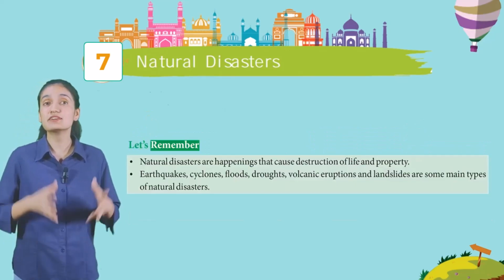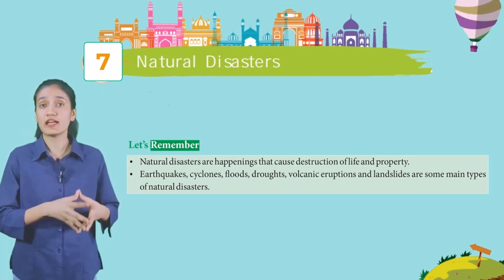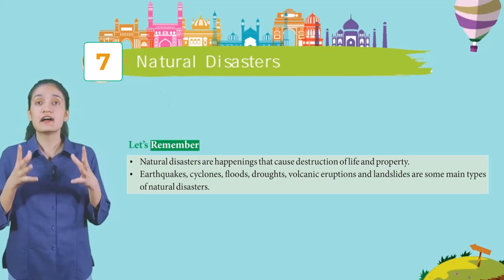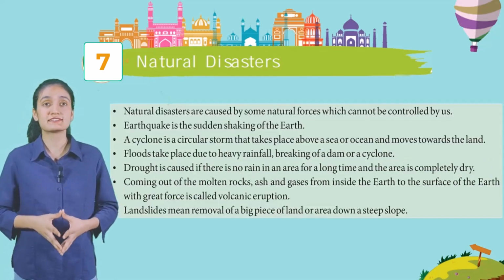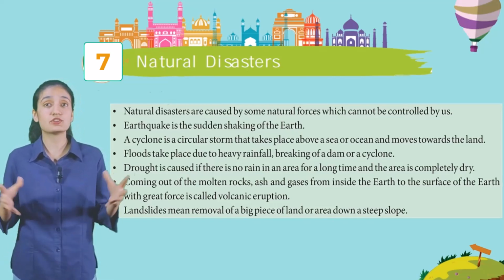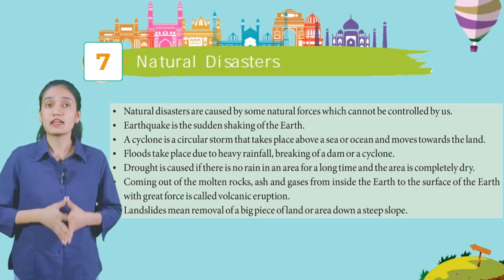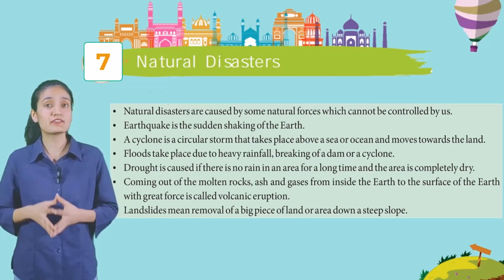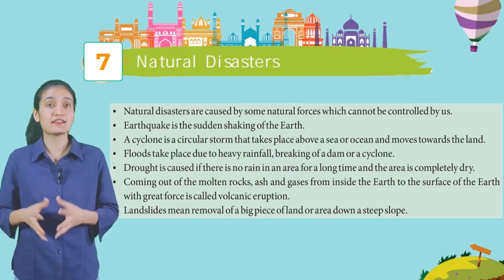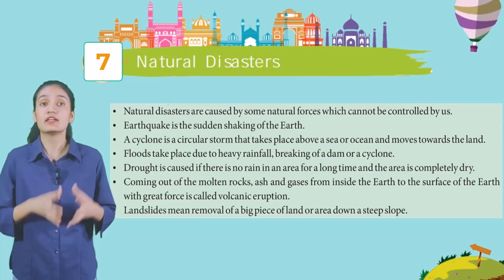Now students, let's remember: natural disasters are happenings that cause destruction of life and property. Earthquake, cyclone, flood, drought, volcanic eruptions and landslides are some main types of natural disasters. Natural disasters are caused by some natural forces which cannot be controlled by us. Earthquake is the sudden shaking of the earth. A cyclone is a circular storm that takes place above a sea or ocean and moves towards the land. Flood takes place due to heavy rainfall, breaking of a dam or a cyclone.